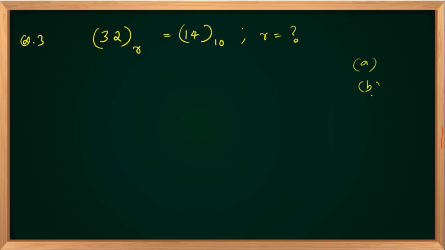So please write down the question. I have a number, let us say 3, 2 base r is equal to 14 decimal, right? Question number 3, 14 decimal. Identify the value of base r. Options are given: 3, 4, 5, and 6.